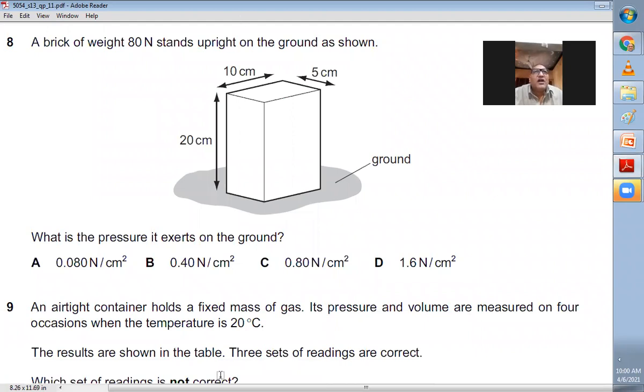Okay. Now you see a brick of weight 80 Newton stands upright on the ground as shown. So the weight is 80 Newton. What is the pressure it exerts on the ground? The pressure formula is very simple. Weight divided by the contact area. So weight is 80 Newton. The contact area will be 10 centimeter multiplied by 5 centimeter. So you will be able to find out the pressure very easily.